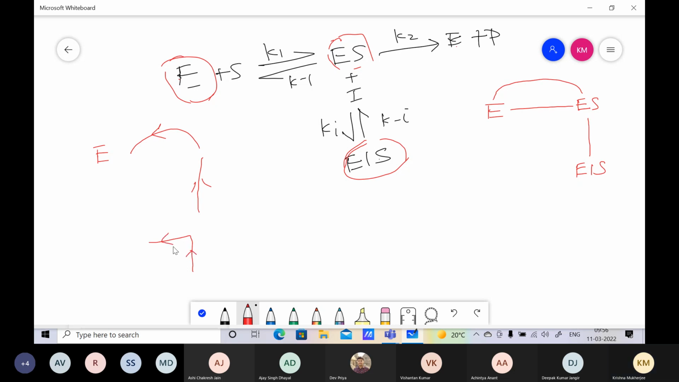ठीक है? I'm not doing it deliberately. I'm just sort of hoping you can get this graph again. Sorry?